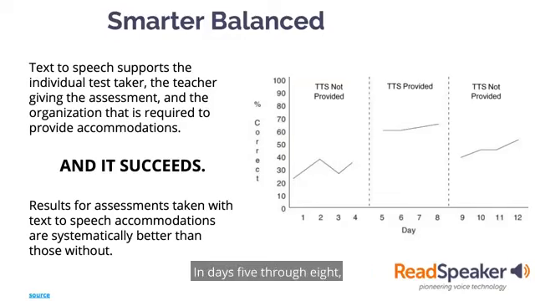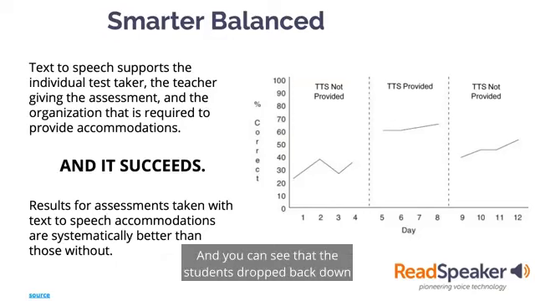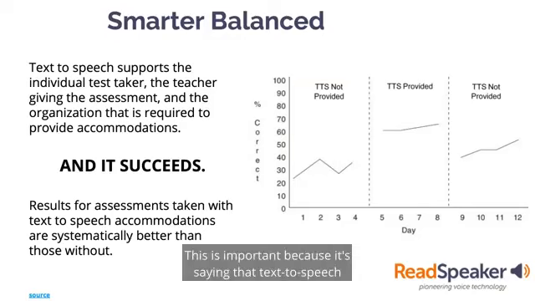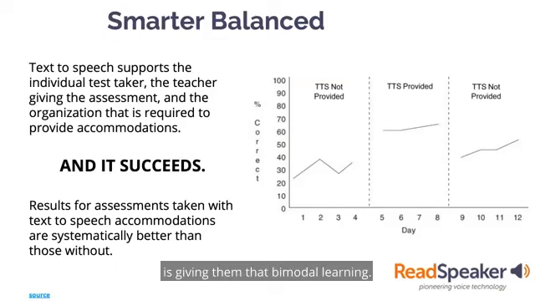In days 5 through 8, they did have text-to-speech provided, and you'll notice that they scored between 60 and 70% correct. In days 9 through 12, text-to-speech was no longer provided, and you can see that the students dropped back down to 40 to 50% correct. This is important because it's saying that text-to-speech is giving them that bimodal learning.